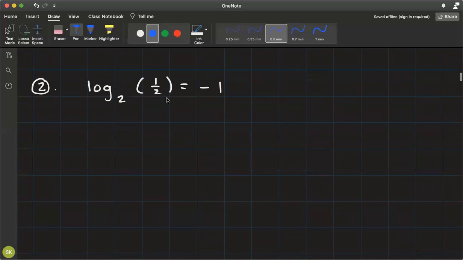Here's the next problem. Log base 2 of 1/2 is negative 1. So this is the same as saying 2 to the negative 1 is 1/2. Again, switch these two, and then drop the log.